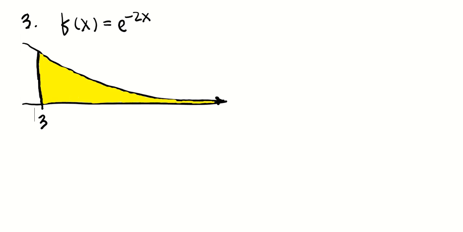All right, the next one is saying, let R be the region between the graph of f equals e to the negative 2x and the x-axis for x greater than or equal to 3. Find the area of R. So I'm going to integrate from 3 to infinity. Okay, so I'm going to take an antiderivative.